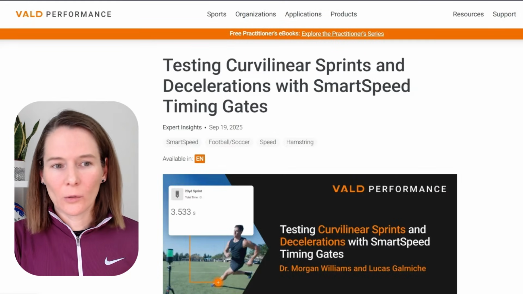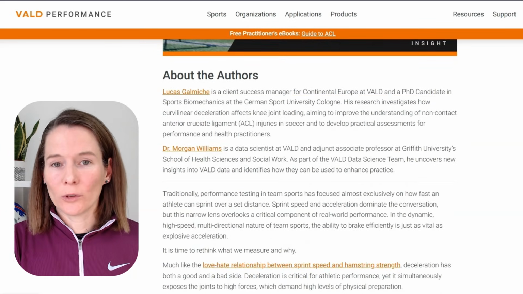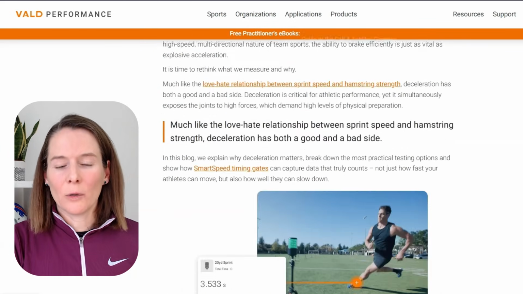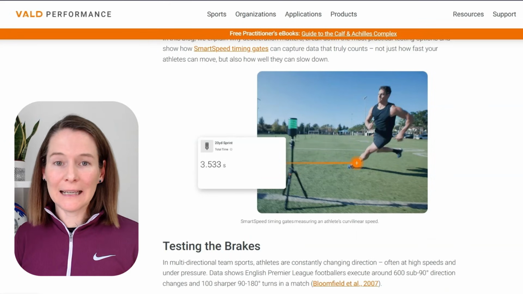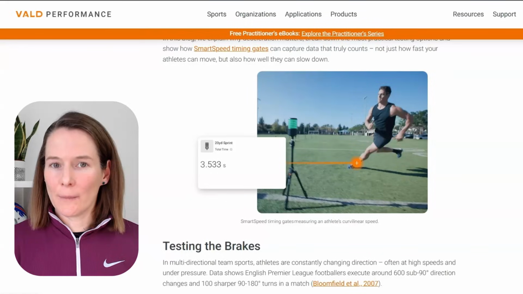But of course, here we're also still dealing in that linear plane, even with the change of direction. And actually, perhaps curvy linear demands occur a lot more frequently in many team sports. And whilst I won't go into that in detail in this video, you can have a look at this article on the VAL Performance website, written by Lucas Galmiche and Dr. Morgan Williams, talking about the importance of testing curvy linear sprints and decelerations using SmartSpeed timing gates.